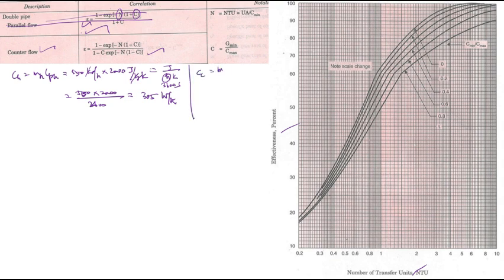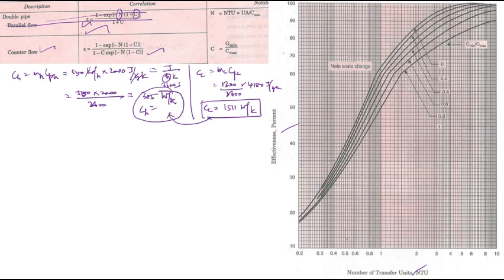Similarly, you are going to find the value for CC. CC is equal to MC into CPC. The mass of water is given as 1300, and the specific heat you know is 4180 joule per kilogram Kelvin. Here also divided by 3600 is used because we are converting hour into second. Finally, you get CC equal to 1511 watt per Kelvin. So this is CC and this is CH.